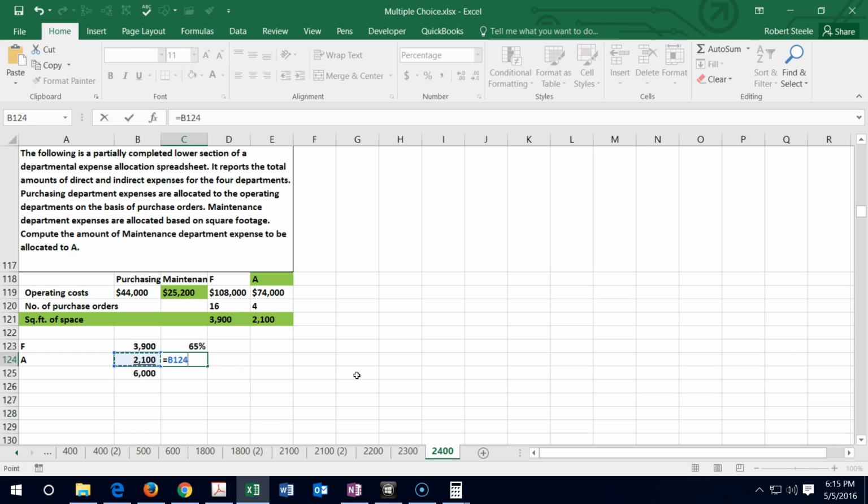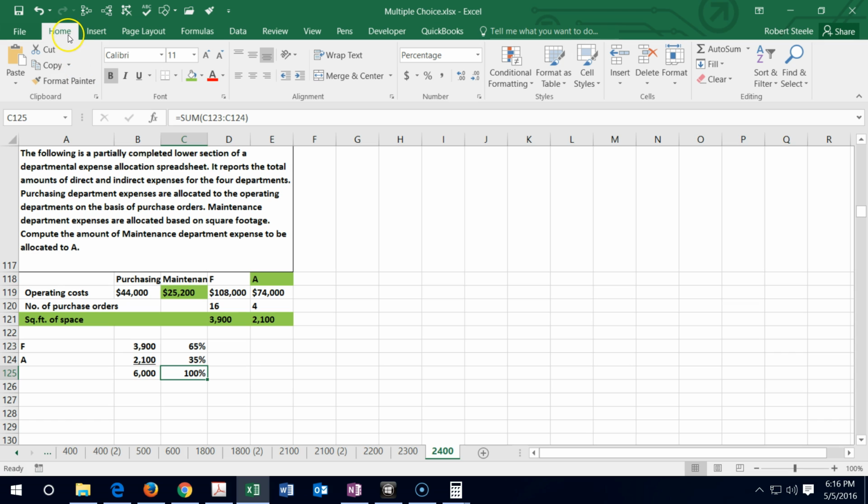So we're going to take the 2,001 divided by the 6,000. That gives us the 35%, and of course that should add up to 100%. So here's our allocation then. Now we need to take the dollar amount and allocate it based on these allocation numbers, knowing that they're going to add up to 100% of whatever the dollar amount is between these areas.